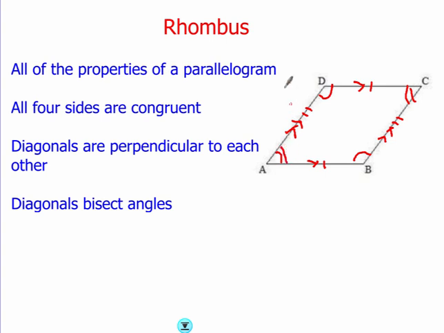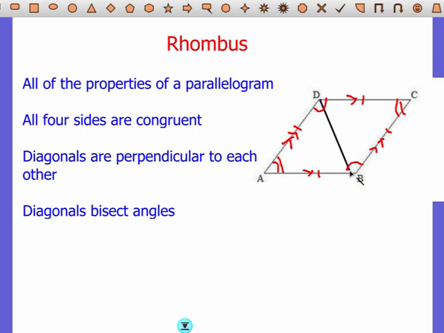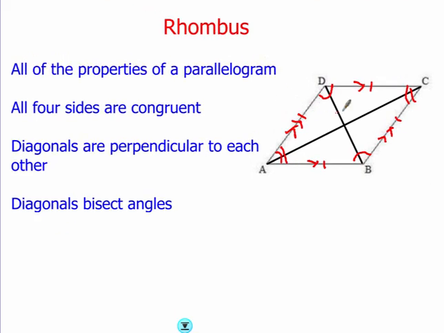But the thing that we add in is not just that opposite sides are congruent, it's that all four sides are congruent. That's what makes a rhombus. It's got 1, 2, 3, 4 congruent sides. The other thing is our diagonals not only bisect each other, these lines aren't exactly perfect, but these diagonals also bisect each other, so this segment is equal to this segment, and this segment is equal to this segment.